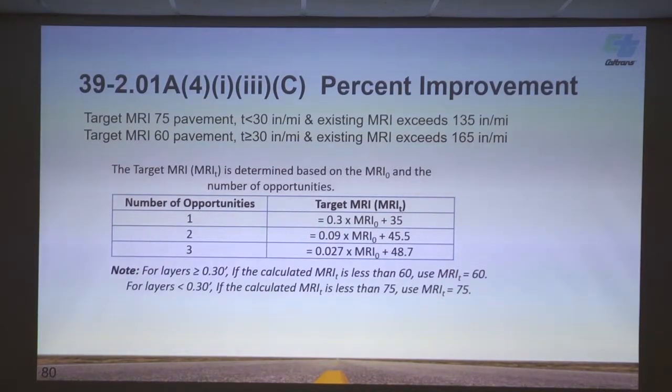If you have three opportunities, it uses the third formula. Yep. Okay, so I guess I should throw out an example. Let's say we had an existing road that was 200 MRI, a tenth mile that's 200, and all I'm doing is putting one lift on it. I'm not doing any milling and filling, I'm just putting it right on top of a 200.